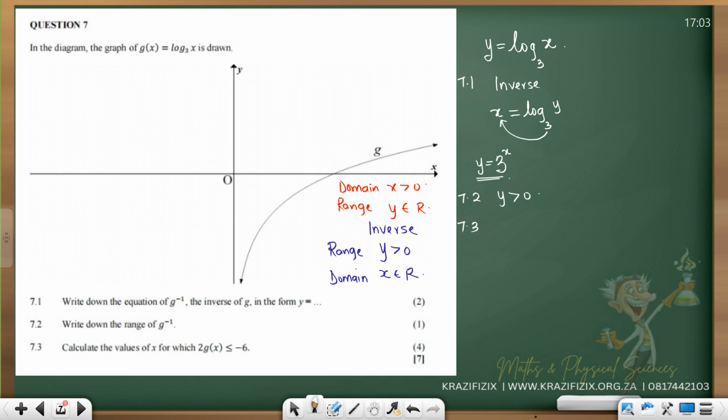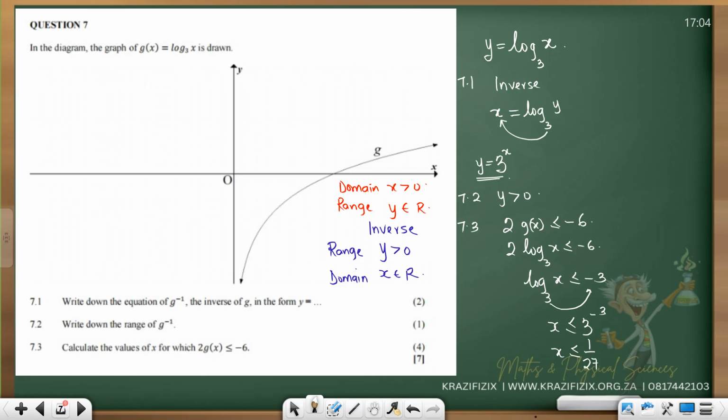Oh, look at this one. I love this one. Calculate the values of x for which 2 multiplied by g of x is less than or equal to negative 6. Let's look at this together. What's my g of x? 2 log base 3 of x. Let's start by dividing both sides by 2. Log base 3, check, negative 3. Now, get rid of this 3 by bringing it here. It becomes a base. Look at that. 3 to the power negative 3. X must be less than 1 over.